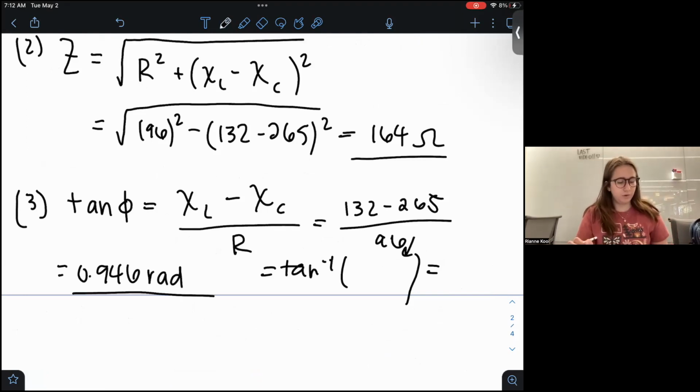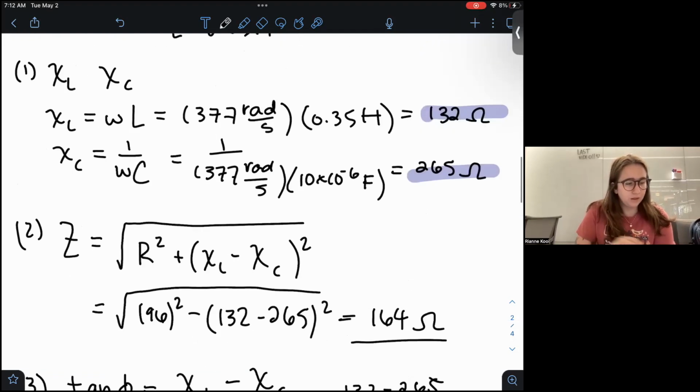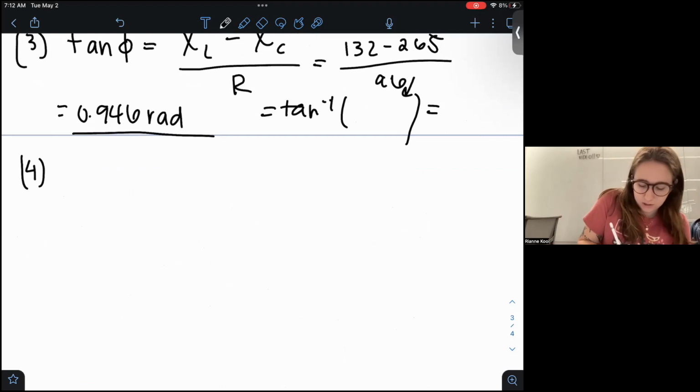Okay, so the next question we want to ask ourselves is, is the circuit primarily inductive, capacitive, or resistive? And this is an easy question to answer because we just want to look at our values of the inductive reactance, the capacitive reactance, and our resistance values. So our capacitive reactance is 265 ohms, and our inductive reactance is 132 ohms, and our resistance is only 96 ohms. So our circuit is primarily capacitive.